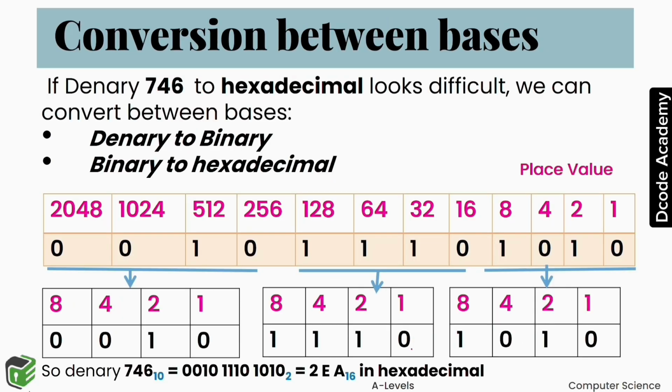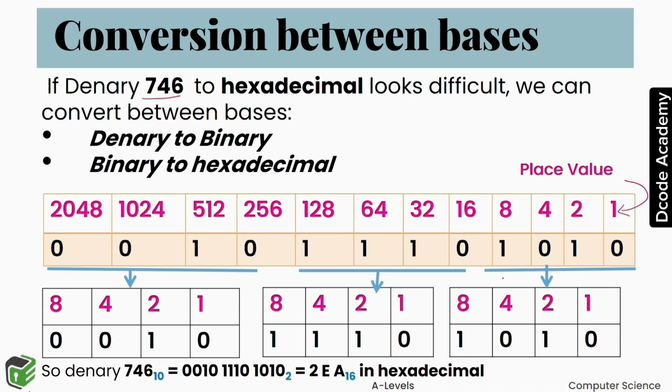Moving forward, conversion between bases. If it's difficult to convert to base 16, like if it's difficult to divide a number by 16, you can convert that number into binary and then convert binary into hexadecimal, which makes it easy. For example, 746 has to be converted into hexadecimal and it's difficult to divide the number by 16. We will convert this denary number into binary first. So I'm just writing down the place values: 1, 2, 4, 8, 16. We have to see what can be added to make 746. So I've taken 512, 128, 64, 32, 8 and 2. When we add all of them, it makes 746.